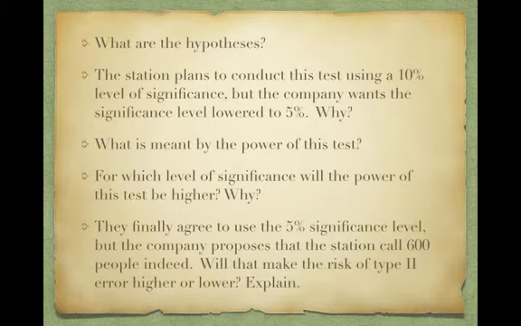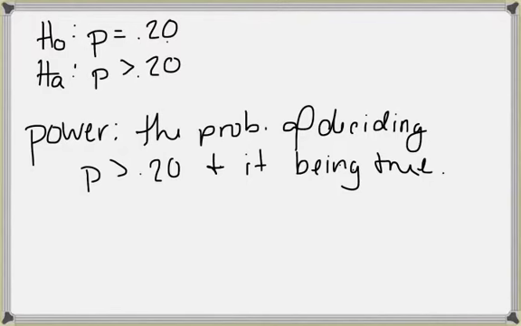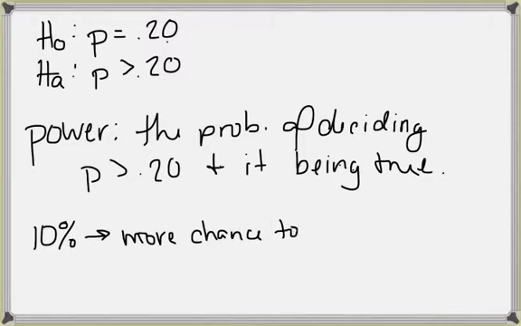Okay, next part. For which level of significance will the power of the test be higher? So on this one, the 10% significance level would actually give you a higher power. And the reason for that is we have more chance to reject H sub O. We have more chance of rejecting the null if that's true, or if we use 10%.